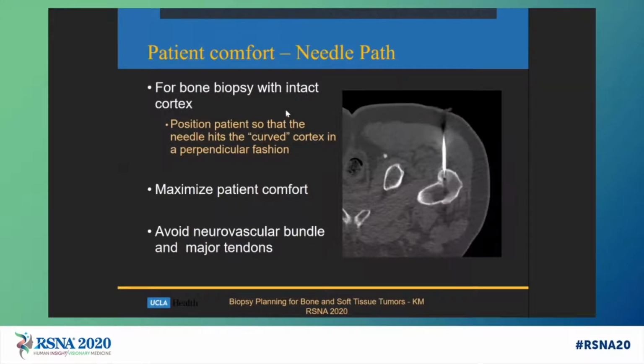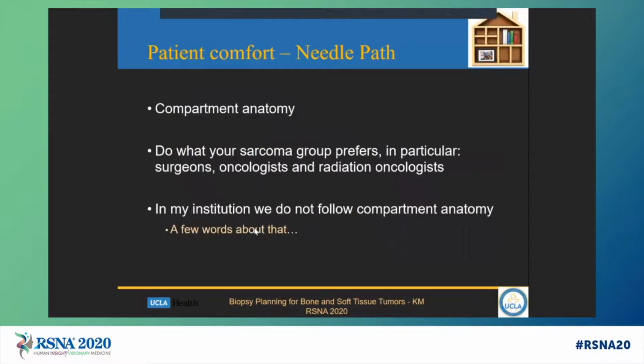For patients with intact cortex, I always try to land into the lesion or onto the cortex in a perpendicular fashion. That's why I always have blankets and sponges available. In this very case, we were able to rotate the patient's thigh and were able to get a straight shot in. Do make sure, though, that your patient is still comfortable and avoid neurovascular bundle and major tendons as usual.